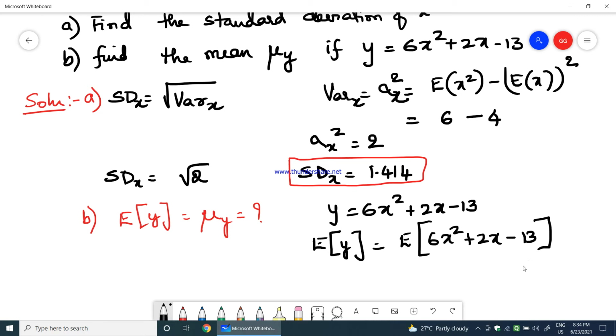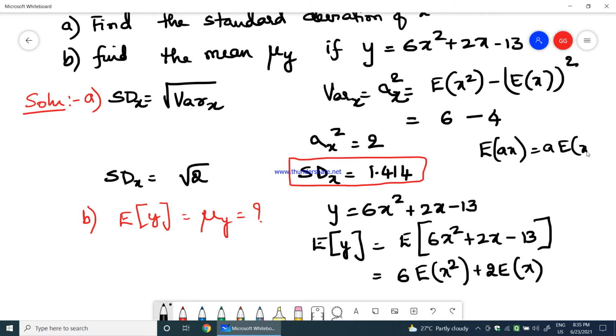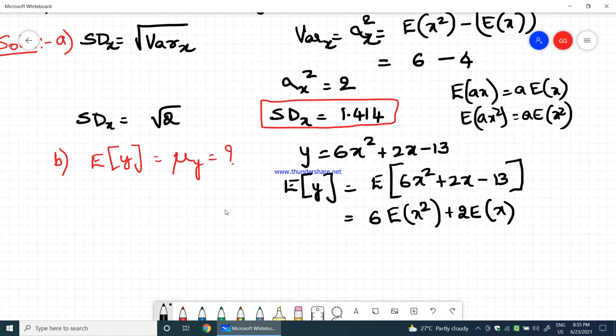So therefore this would be equal to 6 is constant, therefore I will take it outside, E of x square, plus 2 is constant, I will take it outside, E of x. So we know that the expectation of ax would be equal to a into mean of x. Similarly, mean of a into x square would be equal to a into mean of x square. That is what I am applying. That property is what we have seen in the properties of mean earlier.